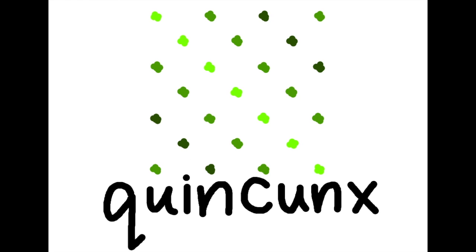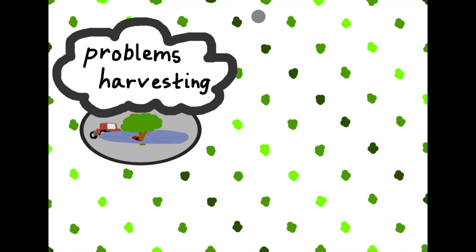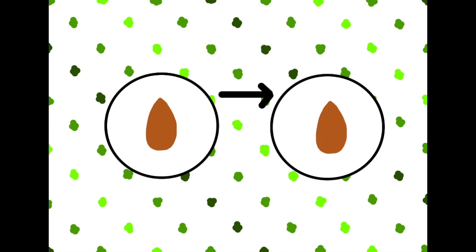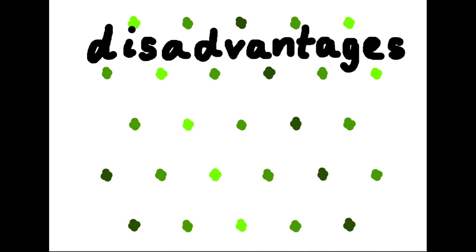The quincunx is organised in a square with a tree planted in the middle, and the rows are diagonal, making the distance between trees of the same variety further than that between rows of different trees. Even though this pattern allows for bee pollination, this shorter distance causes problems during harvesting because equipment must travel through the diagonal rows so nuts from different varieties do not mix. The hexagonal pattern has the advantage of reduced canopy crowding and the disadvantage of being harder for activities such as mowing, harvesting, spraying.